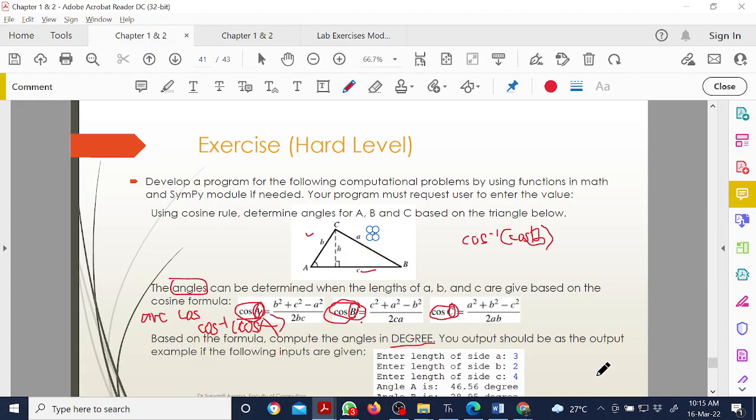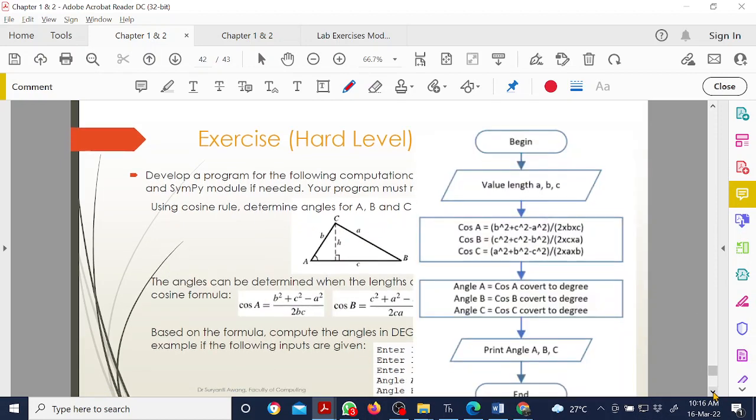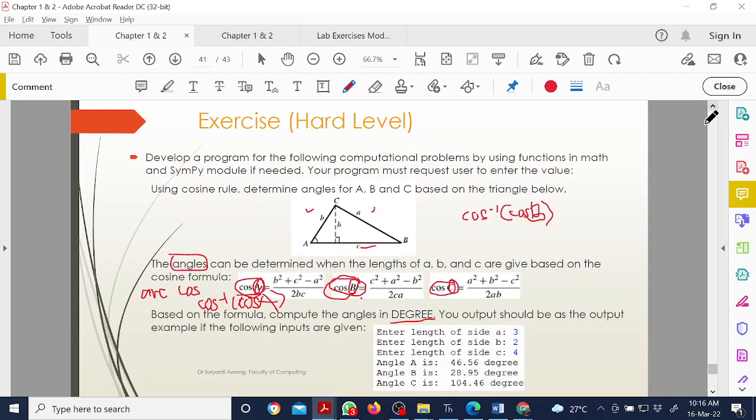Okay, in degree, because we know that after we do this calculation in Python, the output by default is in radians. So we need to convert it into degree. So for example, let's say you enter this value. Let's say you enter A, B, C: side for A is 3, side for B is 2, side for C is 4. When your coding does the calculation, it will print like this.